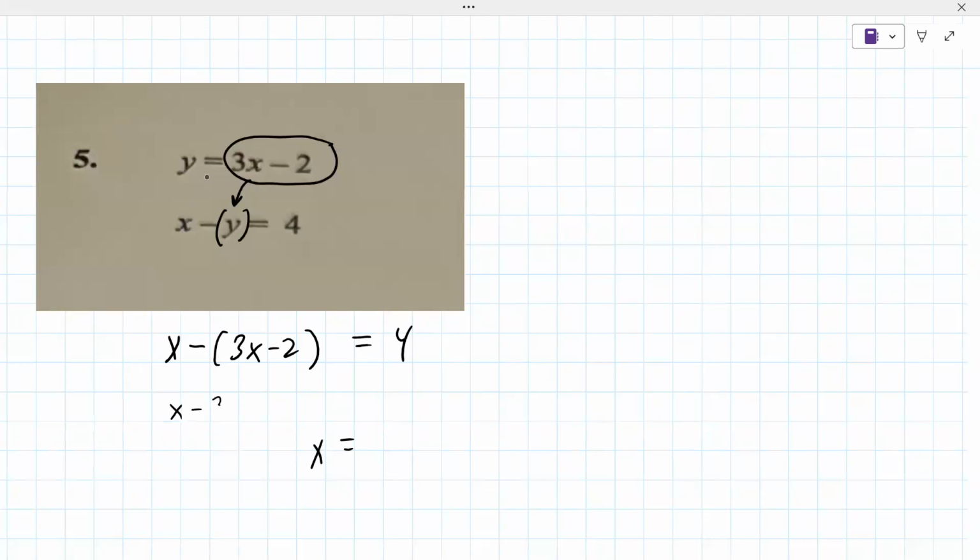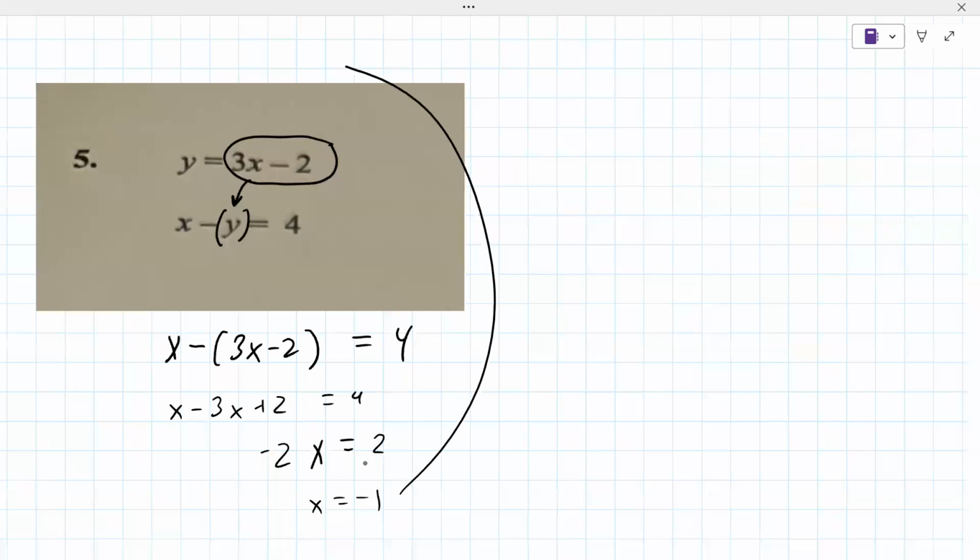So I got x minus 3x plus 2 equals 4. Negative 2x equals 2 and x equals -1. I think maybe you didn't distribute that negative to both. Would be my guess. No, I did not. Okay. All right, so then you put that back into the equation where you've already solved for y. Even though you have a choice, there's a better choice.